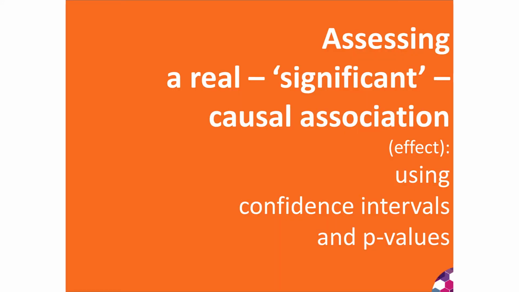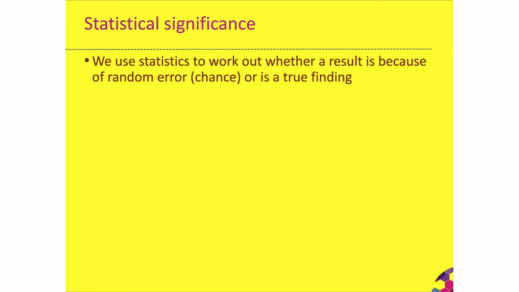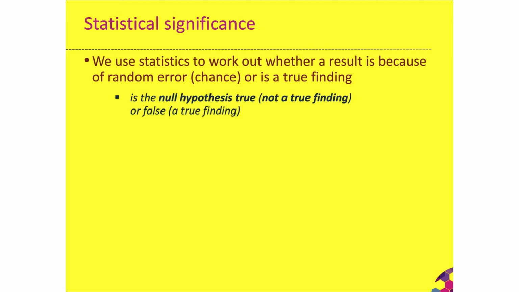So how do we look at working out whether something is significant, something might be a causal association? The things we use are confidence intervals and p-values. We use statistics to work out whether a result is because of random error, chance, or is a true finding. And we do that by thinking about the null hypothesis and whether that is true, which is that there is not a true finding, it's just happened by chance, or whether the null hypothesis is false and that we do have a true finding.